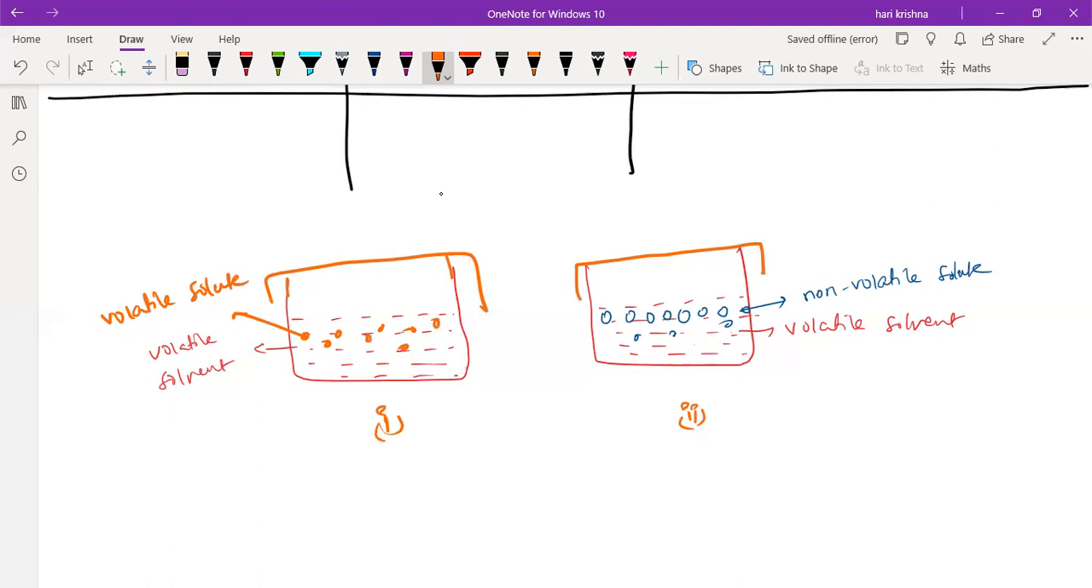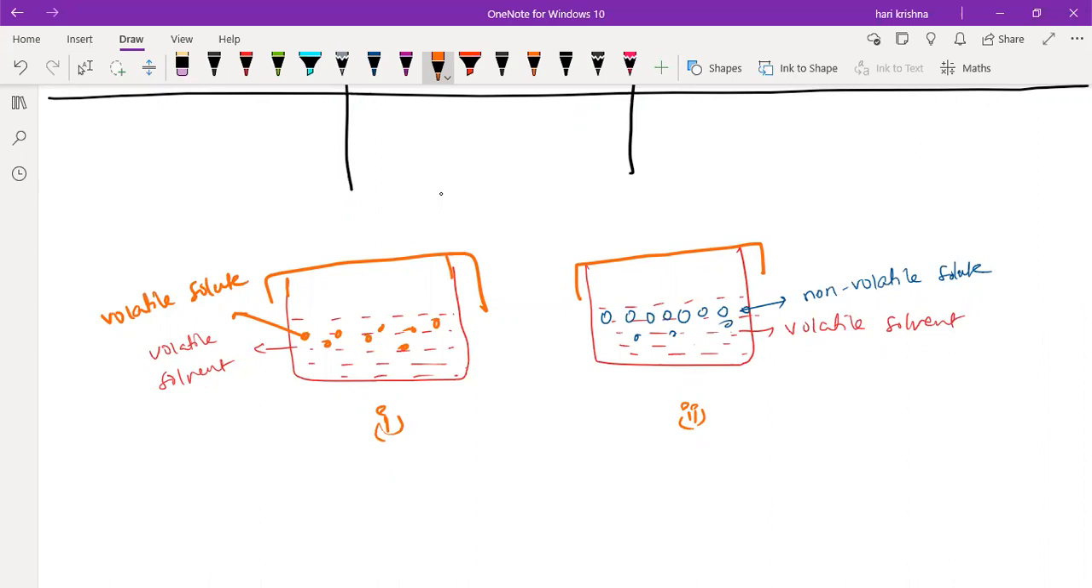First case. Why? Because the solute is volatile in nature and the solvent is also volatile in nature. So the particles will move easily from liquid state to gaseous state. If more particles are in the gaseous state, there will be more vapor pressure, right? Okay. In the second case, what is happening?